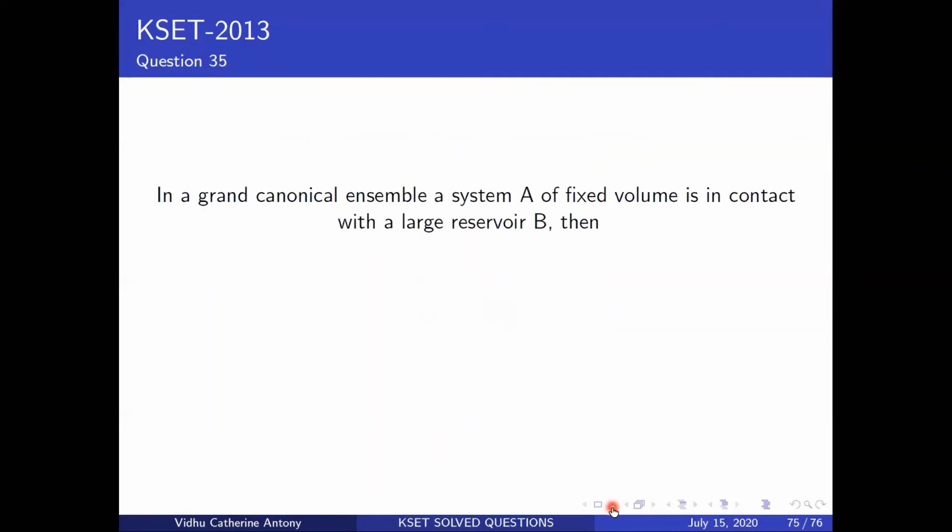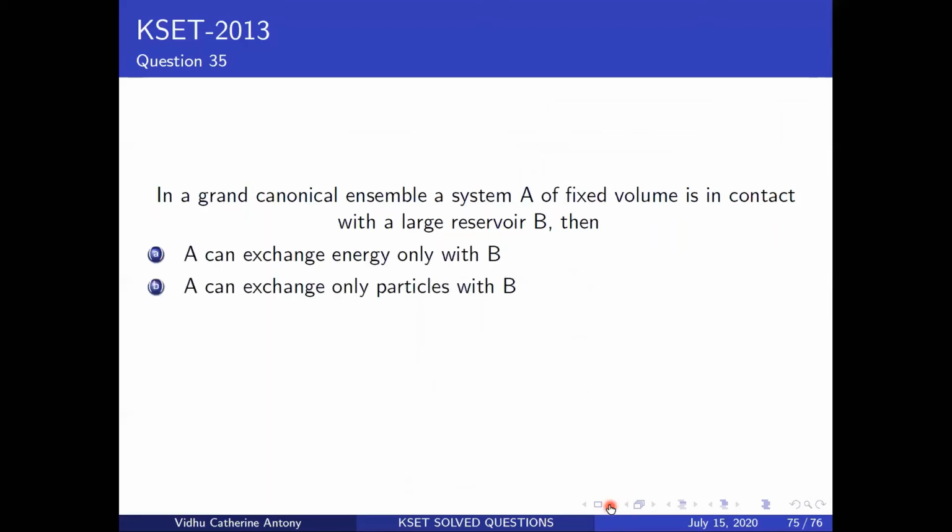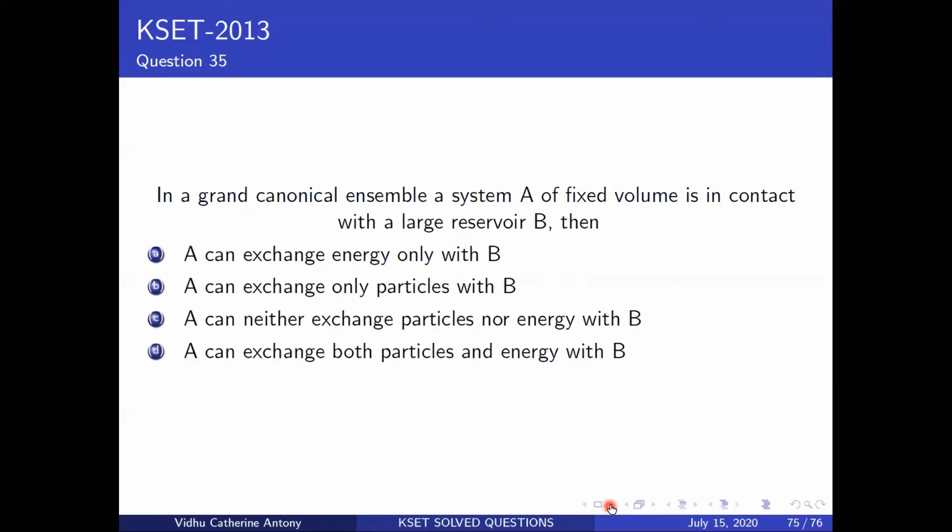Now let's move on to, yeah, this is the last question, I think. Okay, so let's move on to this now. In a grand canonical ensemble, a system A of fixed volume is in contact with a large reservoir B, then, okay? So now there are fancy names called canonical ensemble, microcanonical ensemble, and grand canonical ensemble. So I'm going to simplify that for you, okay? Now, these are the options that are given to you. You need to know whether your system A can exchange only energy with B, system A can exchange only particles with B, A can neither exchange particles nor energy with B, or A can exchange both particles and energy with B.